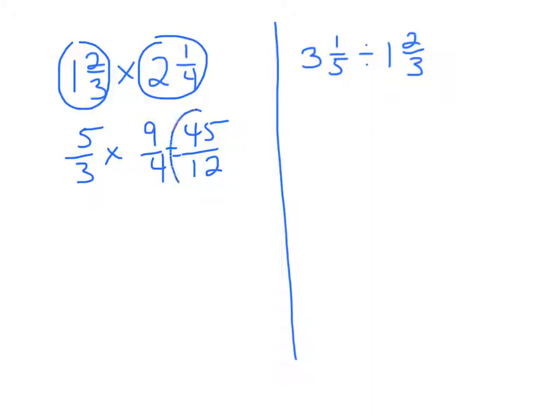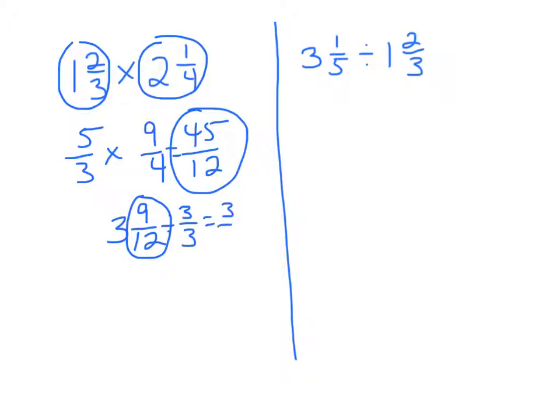But because this is an improper fraction, I need to change that. So 12 goes into 45 3 times. I would have 9 left over, so I get 3 and 9/12. Now I cannot leave it as 9/12 because that is not in lowest terms. So I could take that 9/12 and divide it by 3 over 3, and I would get 3/4. So the final answer to the problem would be 3 and 3/4.